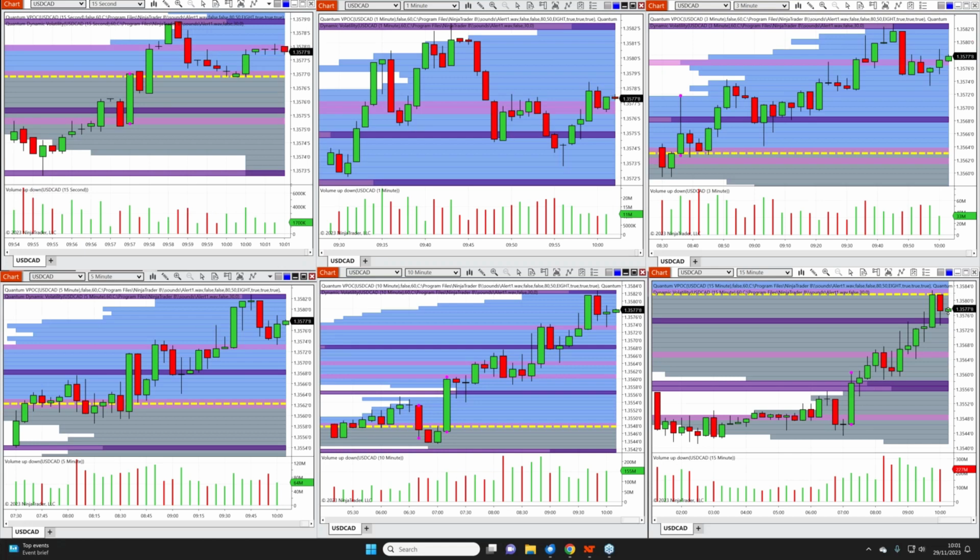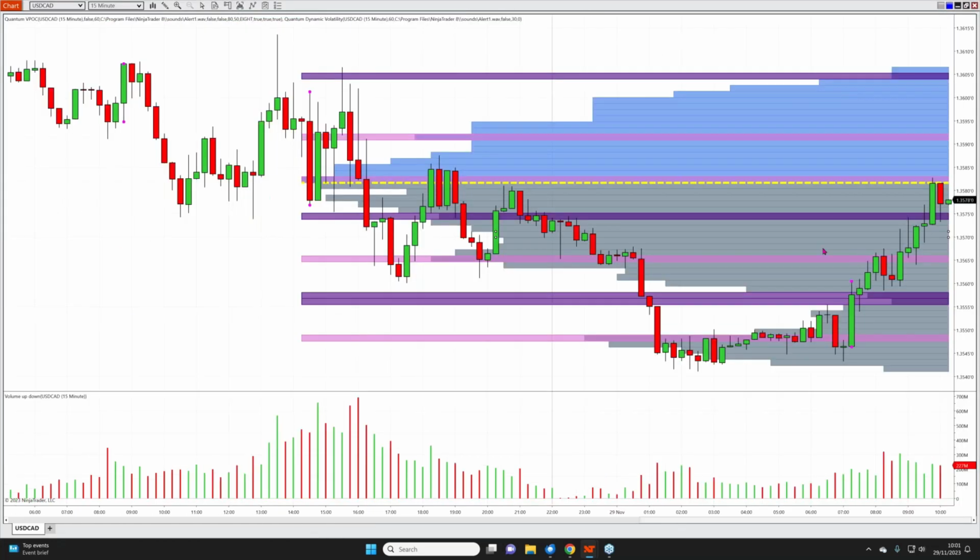And we have a classical example here. I had just hopped down onto the 15-minute. This is a very simple workspace. All I've got on here is volume, and I've got the volume point of control. Nothing else at the moment, just to keep this really clean and simple. And the volume point of control is at the yellow dashed line here. That is where we have the highest concentration of volume for the dollar CAD on this particular time frame.